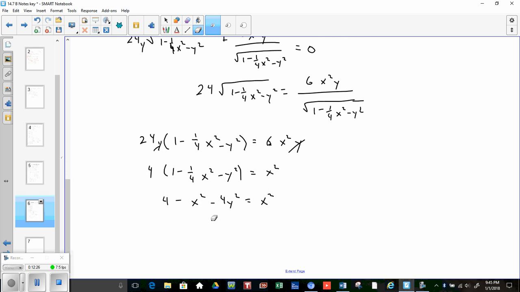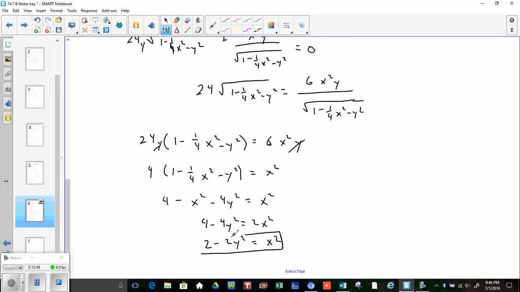So now if I add the x squared to both sides, we'll get 4 minus 4y squared equals 2x squared. Divide both sides by 2, and I get 2 minus 2y squared equals x squared. We'll kind of leave it right there. We won't necessarily solve that for x right now, but we'll leave that.